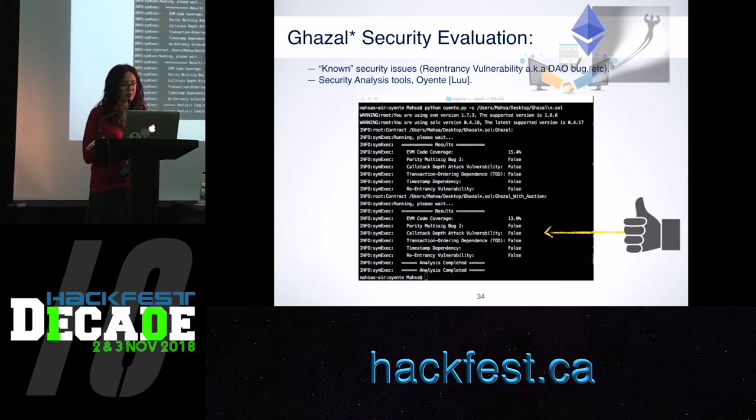And because smart contracts are very much vulnerable to security attacks, we also did a security analysis on our code to make sure that it's not vulnerable to any known vulnerabilities. And we used a security analysis tool called Oyente. And we tested it against different bugs, Parity, call stack depth attack, and also transaction ordering and so on. And these falses here show that it's not vulnerable to any of those attacks. This is actually a great security tool. I really recommend it to anybody who's coding on the Ethereum blockchain.